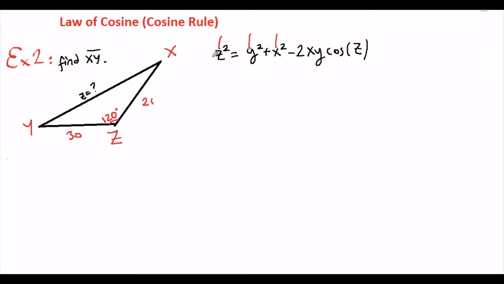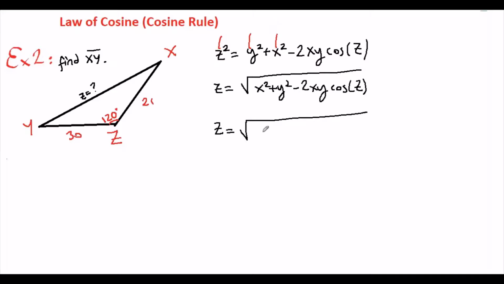And if we solve for Z here by square rooting on both sides, we get Z is equal to the square root of, let's write in alphabetical order, X squared plus Y squared minus 2 times XY times cosine of Z. Now all we have to do is plug in numbers and the calculator will take care of it. So Z is equal to, our X is 30, our Y is 21, 2 times 30 times 21 times cosine of Z, which is 120 degrees.